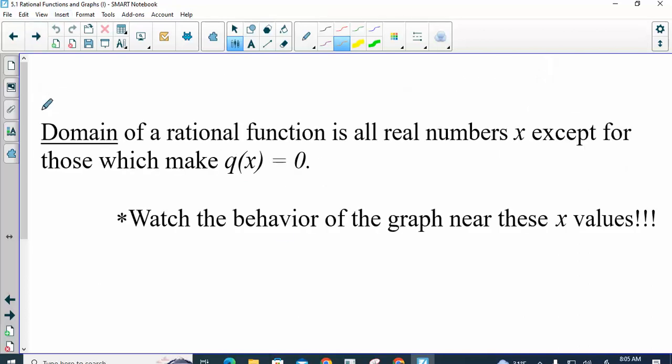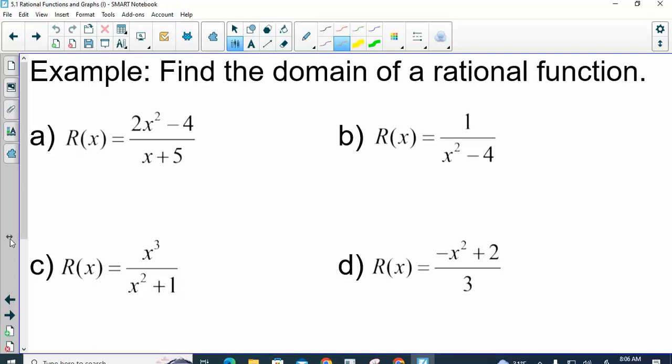When I look at the domain, the possible values of x, all we have to pay attention to is the denominator, and we just have to make sure that it does not equal 0. Any number that makes the bottom 0 will be taken out of our domain. When we're looking at the graph, those are going to be the places where our graph does something a little bit different. So those are the things that will impact our graphing moving forward. First thing I want to do is just practice finding the domain.